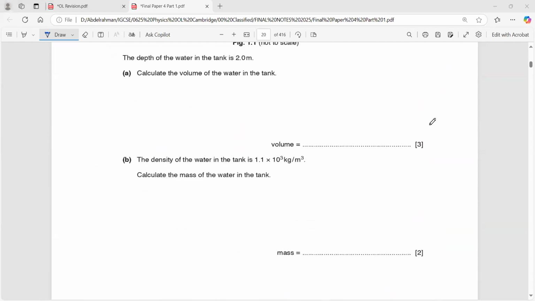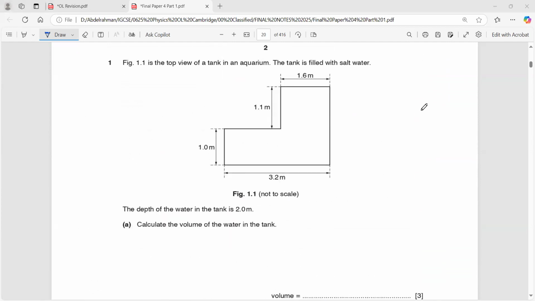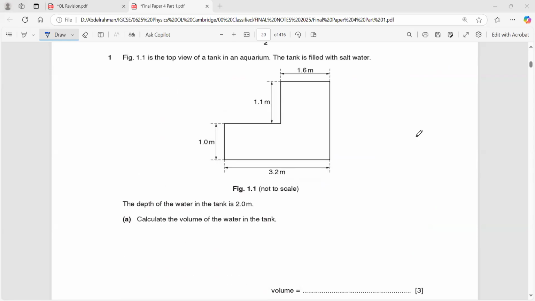Moving on to the previous question. I guess we solved this question before, but we will solve it again. It says the depth of the water in the tank is 2 meters. Calculate the volume of the water in the tank. We need to find the volume of the water in the tank.